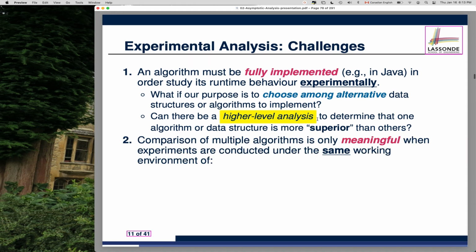All right, so drawback number 2. Okay, this is also important. In order for you to compare algorithm number 1 and algorithm number 2, you've got to make sure everything else, the condition, is equal.